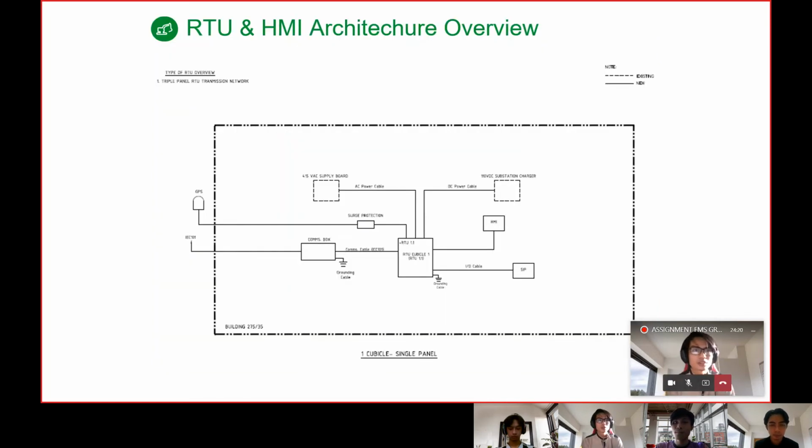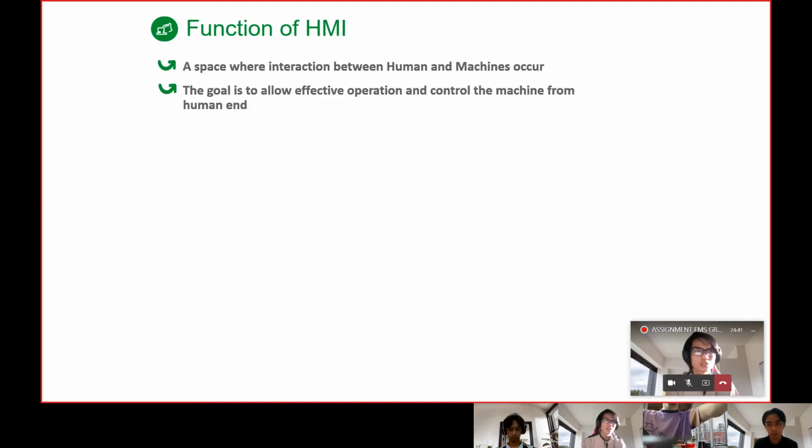Okay, move on to the next slide. This is the RTU and HMI architecture overview of TMB just now. We have a type of overview, which is a triple panel RTU transmission network. This is a single panel cabinet. Okay, next part is the function of HMI.